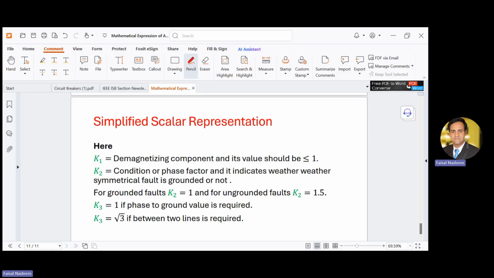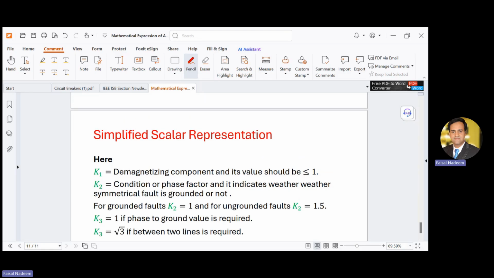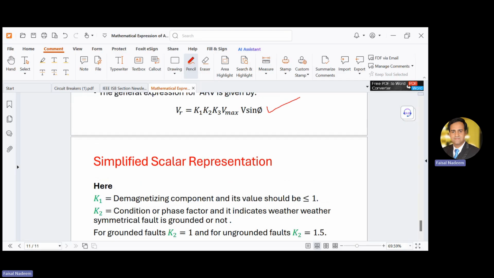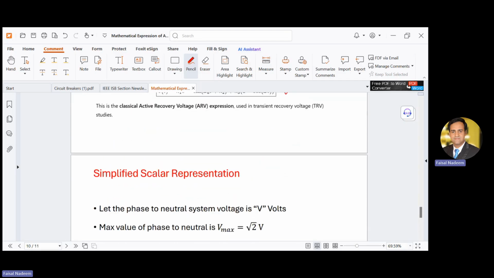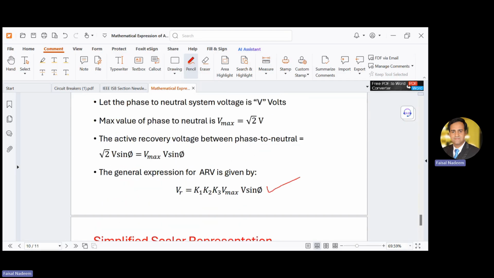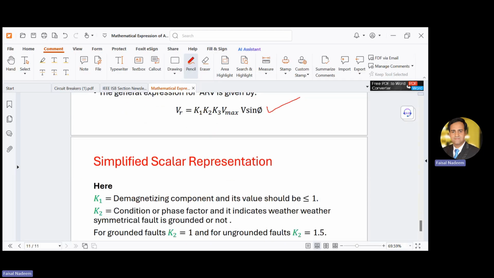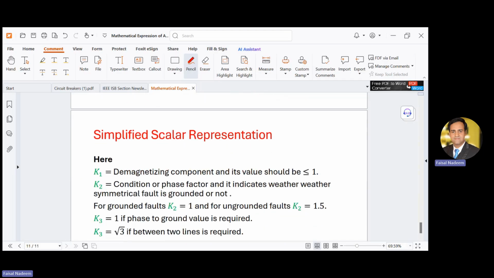I hope it is clear what the active recovery voltage is, and what the mathematical expressions for active recovery voltage are in the different contexts in which we can represent it. I hope this lecture made the mathematical expression and the derivation of active recovery voltage clear to you. Thank you very much.